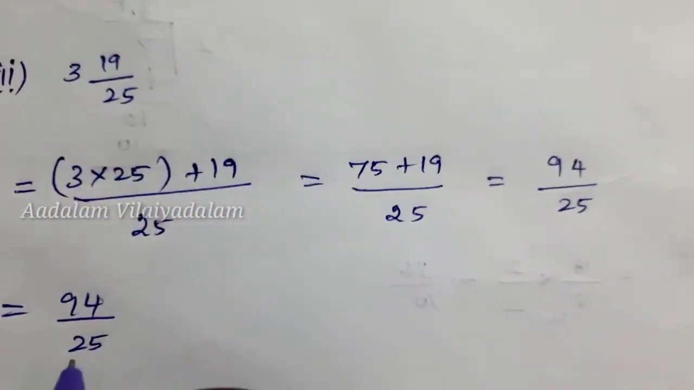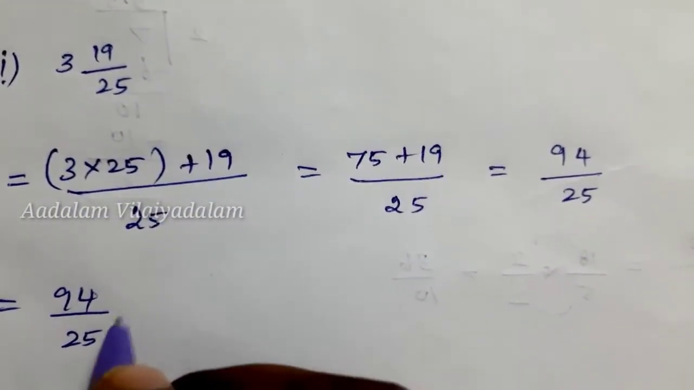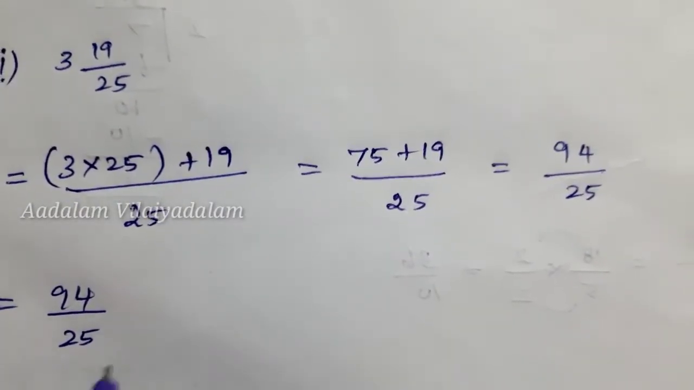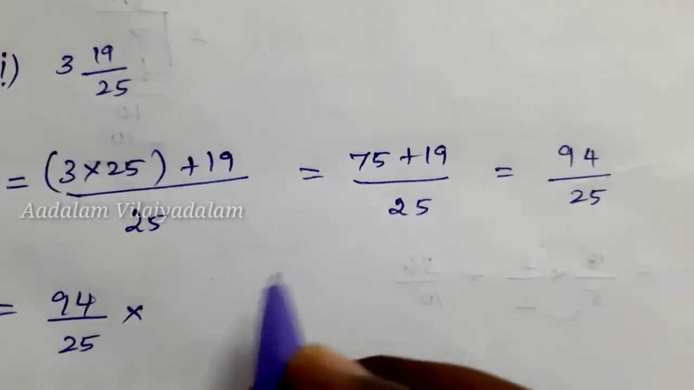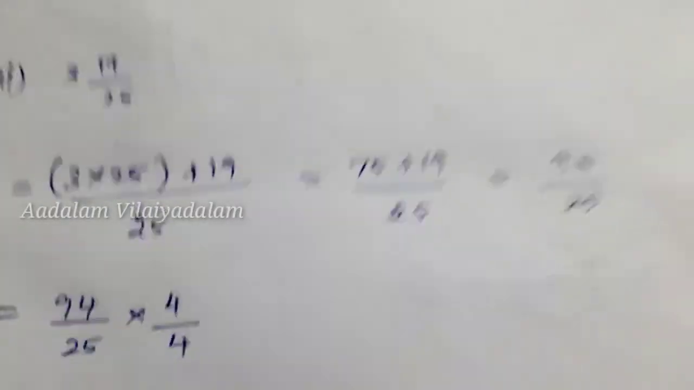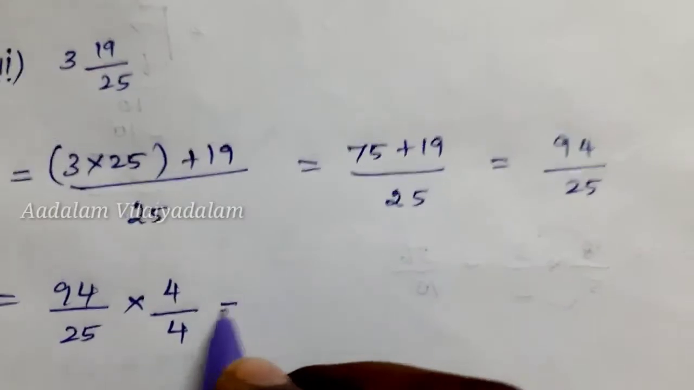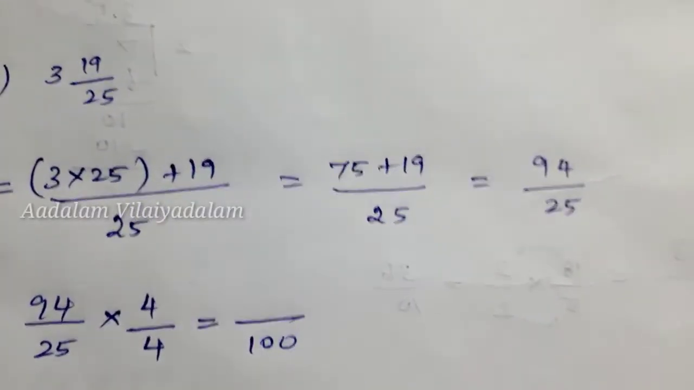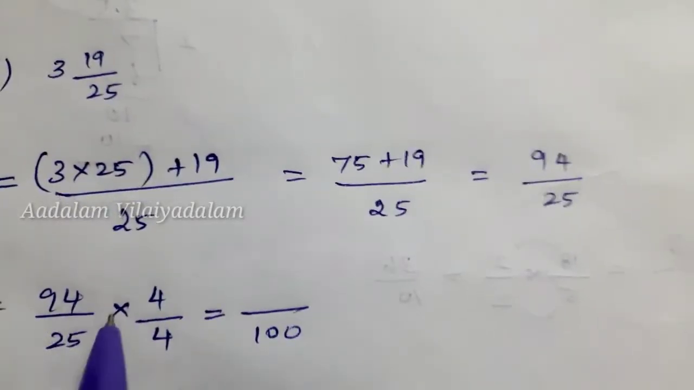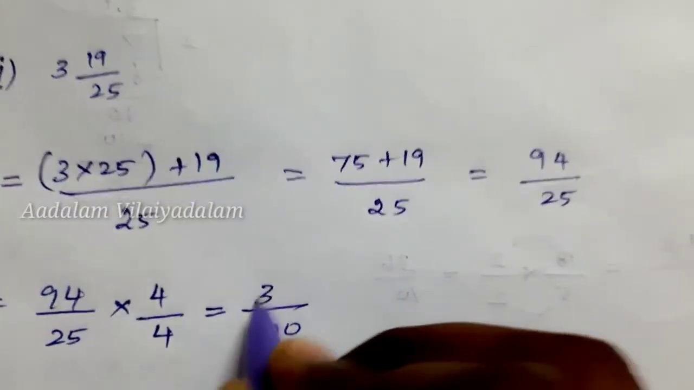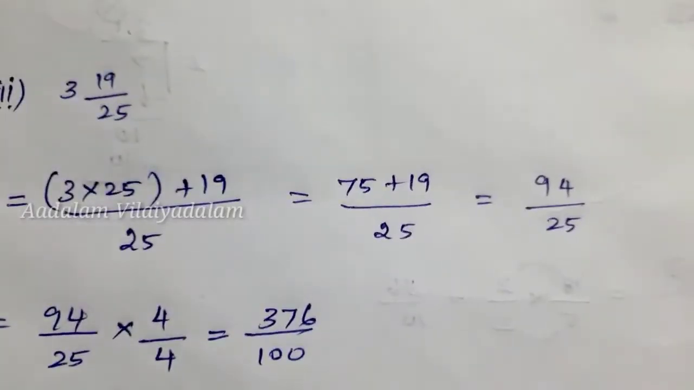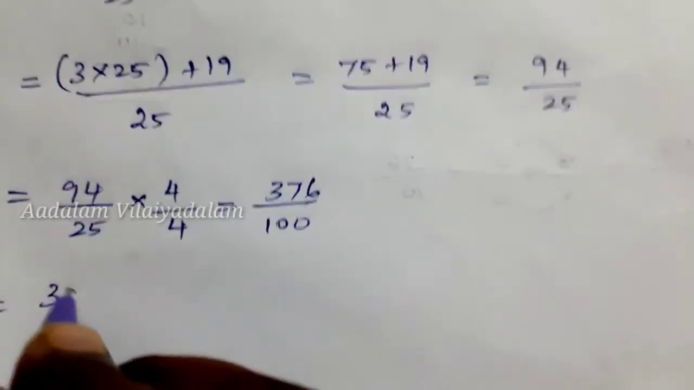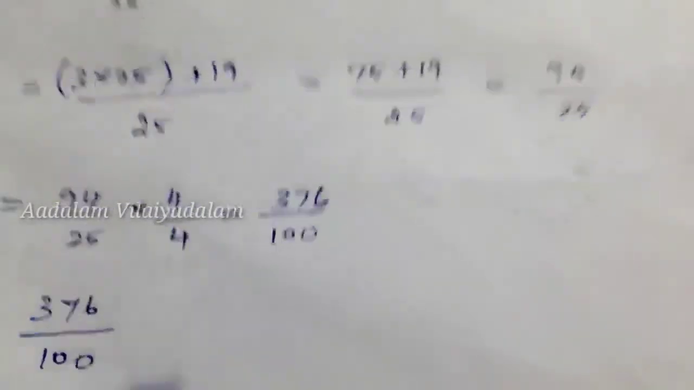There is a 2-digit number in the denominator, so we can multiply by 4, so that 25 fours are 100. The product of 94 into 4 is 376. Okay.